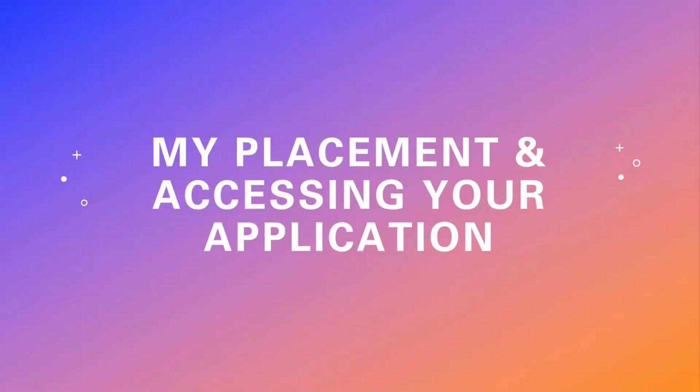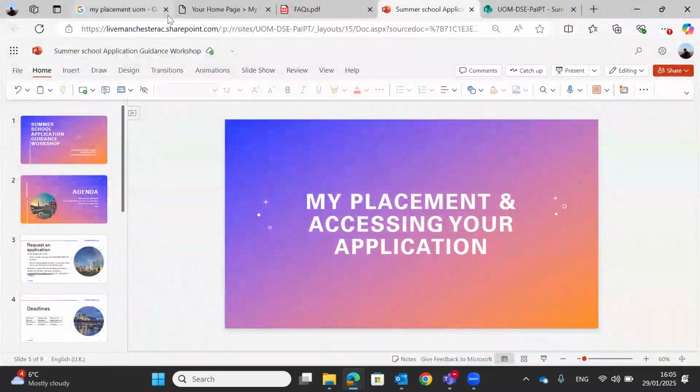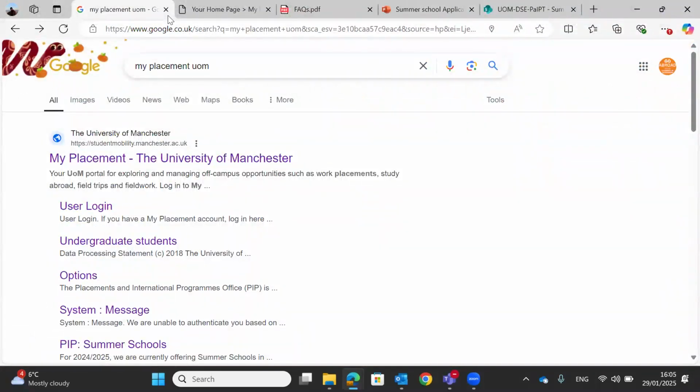Now we're just going to walk through My Placement, which is the main website you're going to use for your summer school application, and also how to access your application. In case you haven't given it a look yet, the main website is called My Placement. If you already requested to open an application, then you can click the link from the email sent out from My Placement to sign in to My Placement and then start your application.